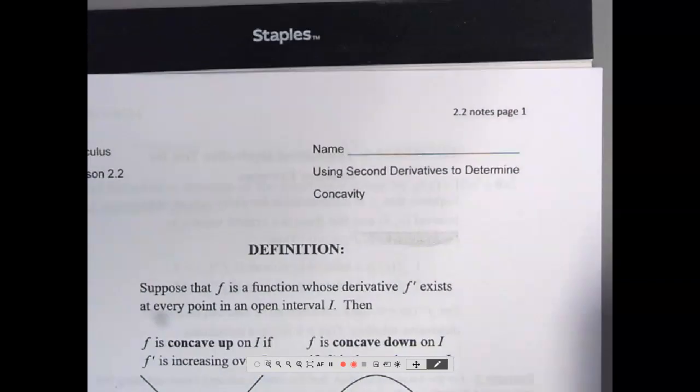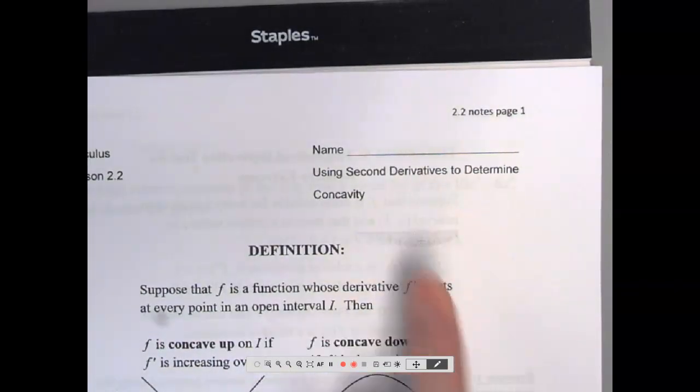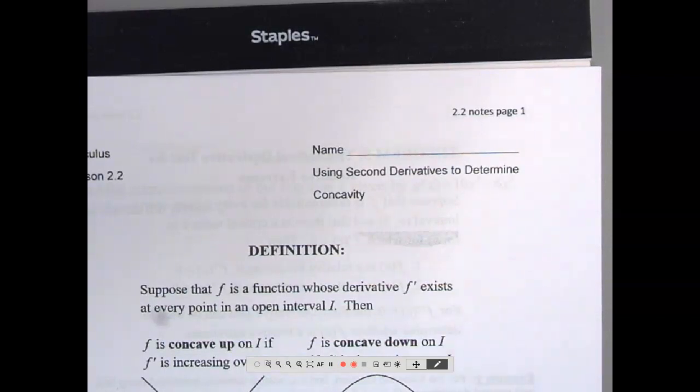Okay, so this lesson is using second derivatives to determine concavity. We use first derivatives to find max and mins. We use second derivatives to find concavity. Do you have any idea what concavity might mean? Maybe in science you talked about concave or convex. So it's about how something is opening, basically, right? When I hear those words, I always think of those pictures in science where you learn about the eyeball, about how they were concave in the back.